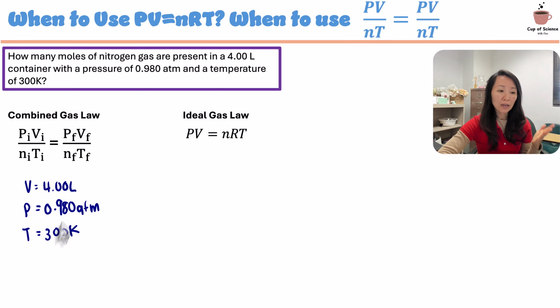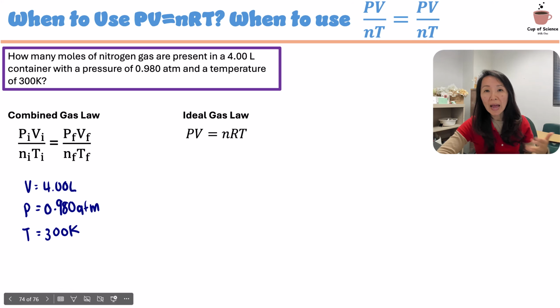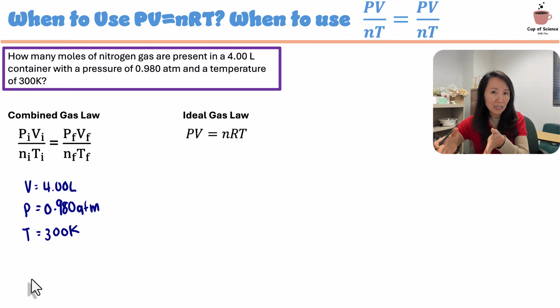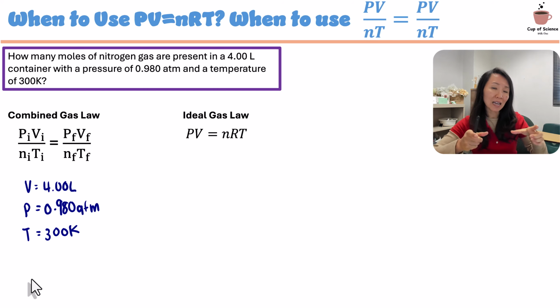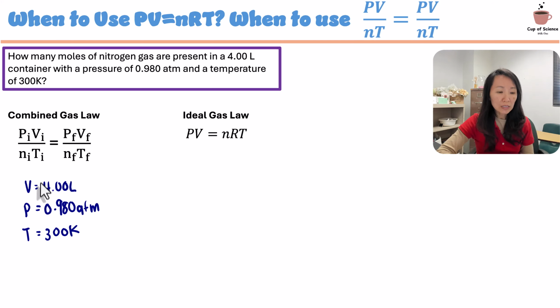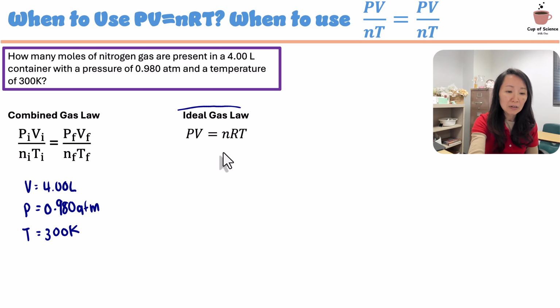Now here, again, we come up with this problem. Should we use the combined gas law or the ideal gas law? If you set all of this up on the left-hand side, there's volume, pressure, and temperature. But you don't have a second volume, second pressure, or second temperature. You don't have another set to compare with. It's not going from one state to another, but it's asking for the moles at that state, not going from initial to final. So if you don't see any additional volume, pressure, or temperature, you know to use the ideal gas law.